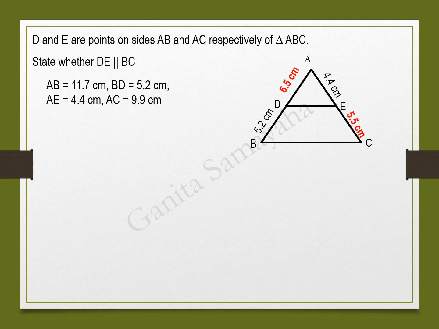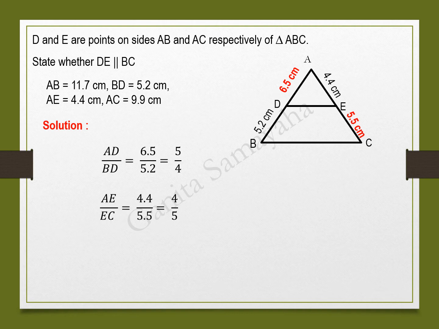We will consider the ratio AD by BD first. So what is AD by BD? It is 6.5 by 5.2, which simplifies to 5 by 4. 13 into 5 is 65. 13 into 4 is 52. We will then find out the ratio AE by EC, which is 4.4 by 5.5. And on simplification, we get 4 by 5.